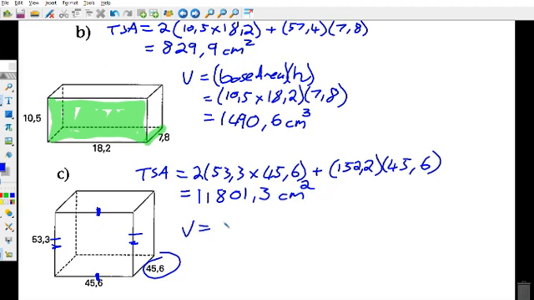The volume is going to be equal to my base area, so it's going to be 53.3 multiplied by my 45.6. Okay, and we're going to multiply that by my height, 45.6. So we're going to get a final volume of 53.3 multiplied by 45.6 times 45.6. We're going to get a base volume. We're going to have a volume of 1.